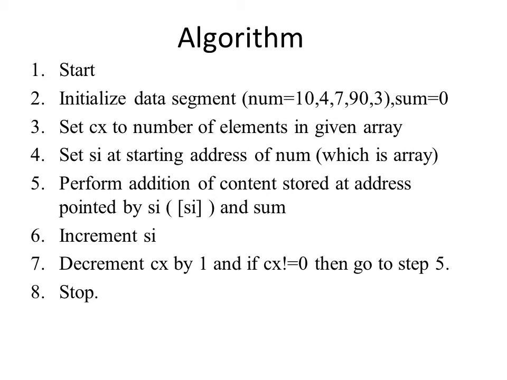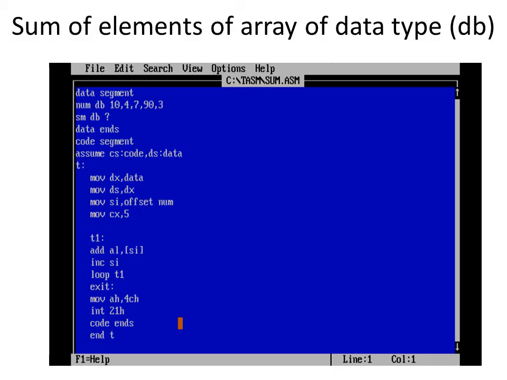Then increment SI, then decrement CX by 1. If CX is not 0, then go to step number 5, which is the block that performs the addition of elements of the array. If the CX register is 0, then go to the next step, that is stop. So we'll see what the program is.